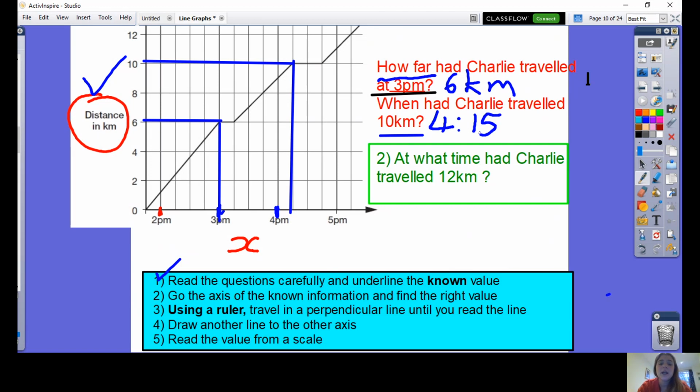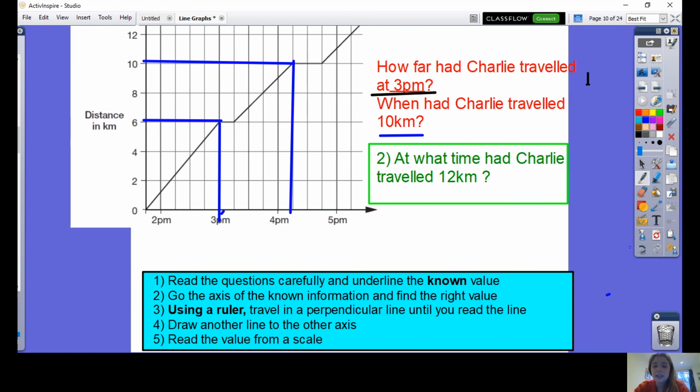Okay, right. On your piece of paper, you're going to have a go at question 2. You obviously can't actually draw on the computer screen, but you can use your ruler to represent where you might have done it. So your question says, at what time had Charlie travelled 12 kilometres? Make sure you know which axis you're starting with and try and find what time Charlie's travelled 12 kilometres. Pause the video now and answer this question. It is essential you're trying to answer these questions during the video so that you can find out what silly mistakes you're making when I go through the answers.